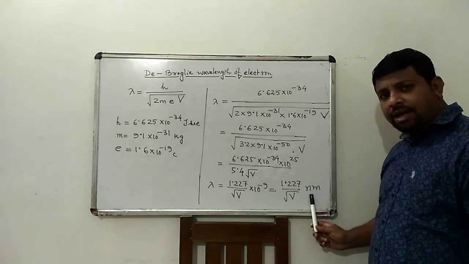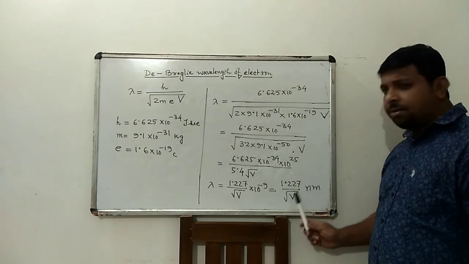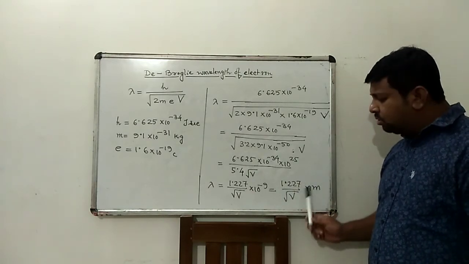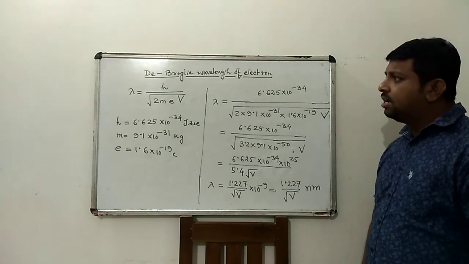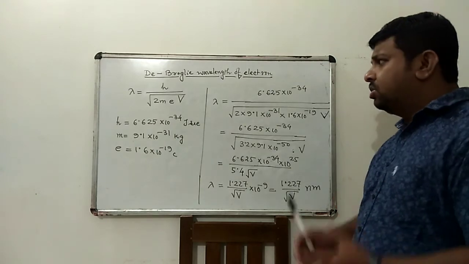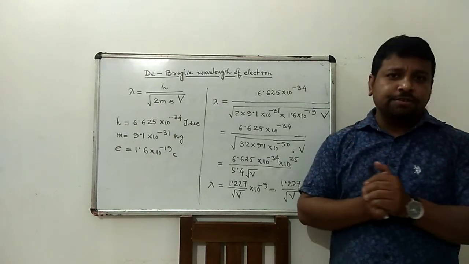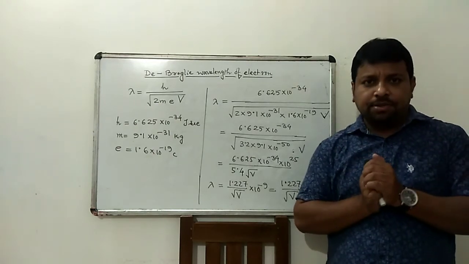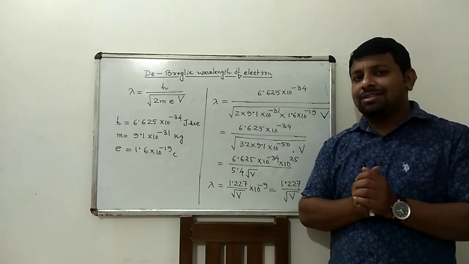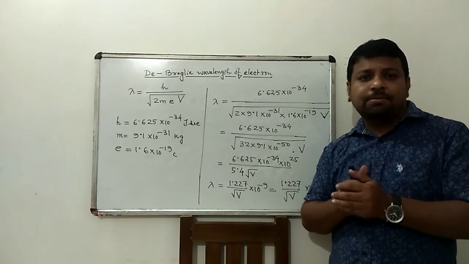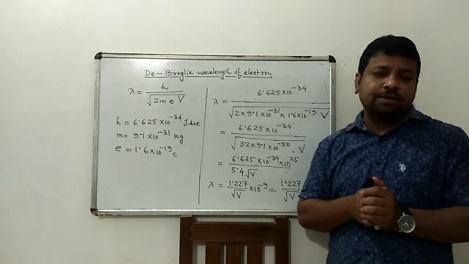De Broglie wavelength of an electron is 1.227 by square root of V nanometer. If you consider this value in angstrom, angstrom means 10 to the minus 10 meter, then it will be 12.27 divided by square root of V. So this is the de Broglie wavelength of an electron. De Broglie explained his hypothesis in the matter wave. This de Broglie hypothesis was experimentally proved by Davisson and Germer for the de Broglie wavelength of an electron.